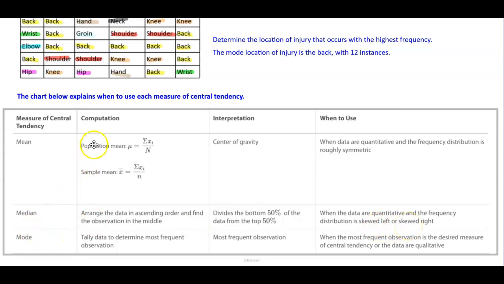The mode. How would we find the mode? We tally data to determine the most frequent observation. How do we interpret it? By writing the most frequent observation. And then when do we use it? When the most frequent observation is the desired measure of central tendency or the data are qualitative.